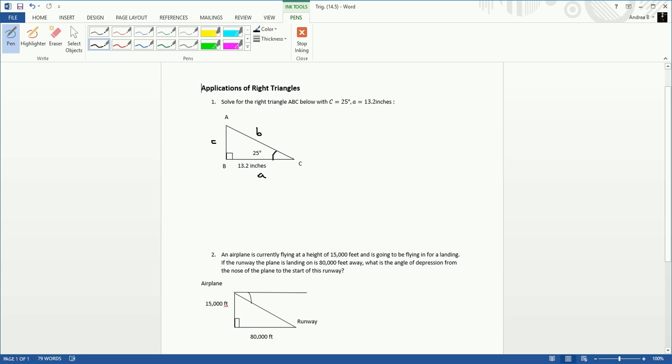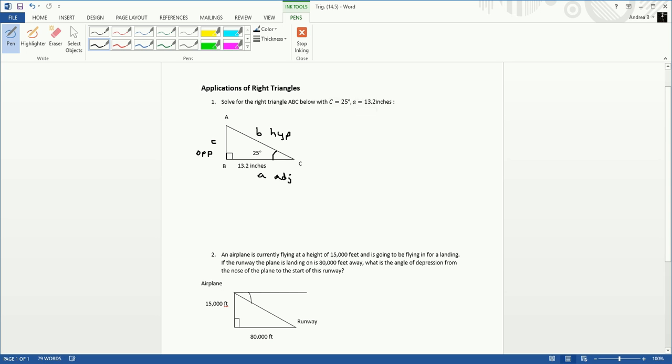So here in this case, if we have this 25-degree angle, that means our side C is the opposite side. So we'll put OPP for the opposite side. And our side A here is our adjacent side, so we'll put ADJ for adjacent. And our side B here would be what's called our hypotenuse.